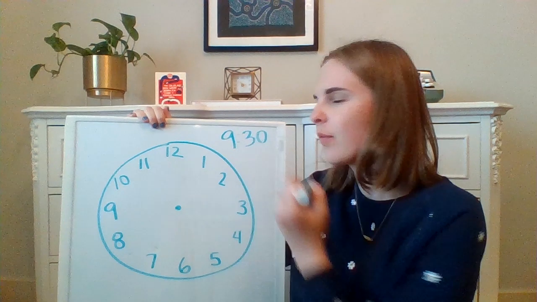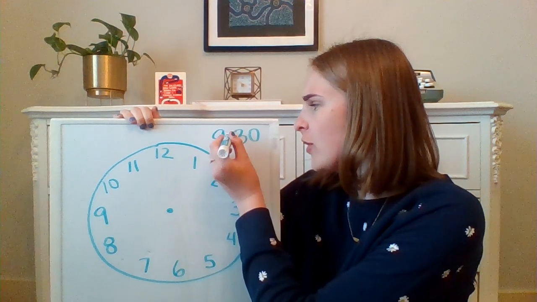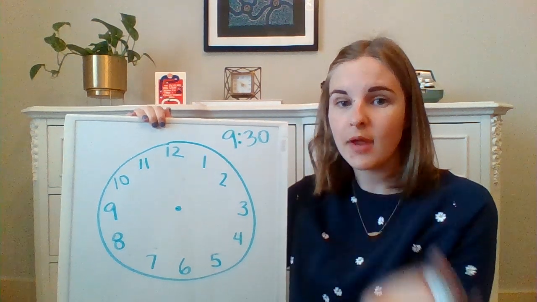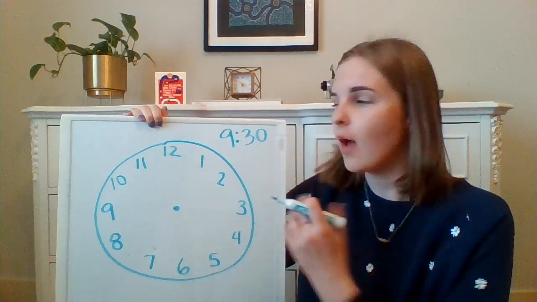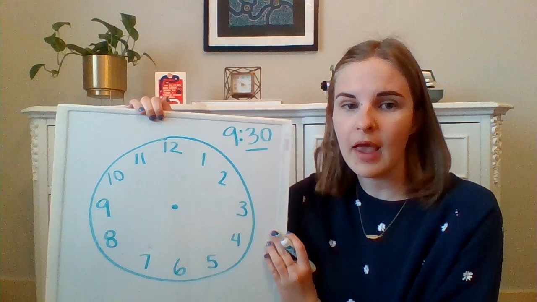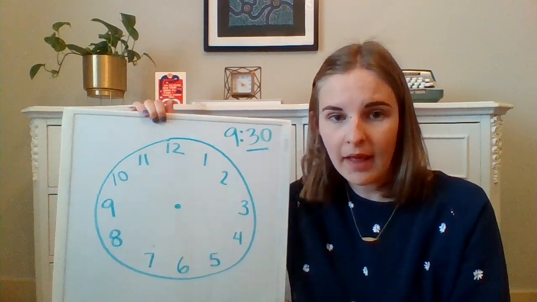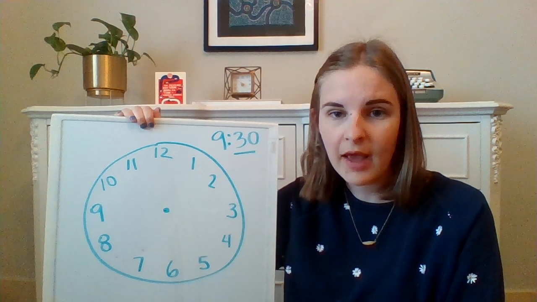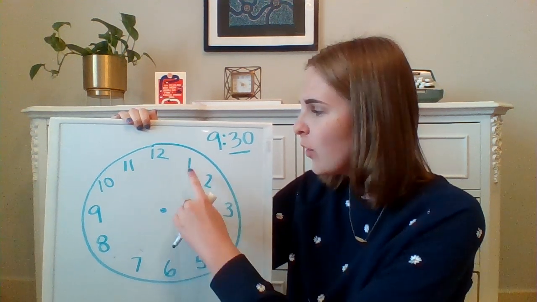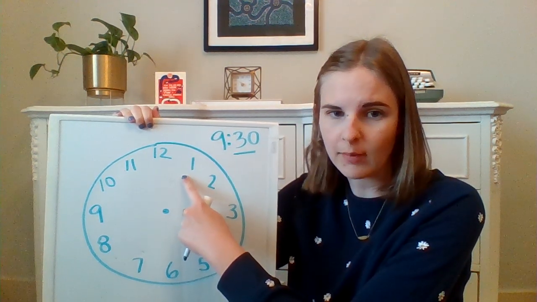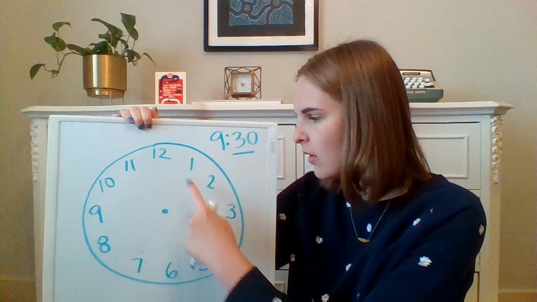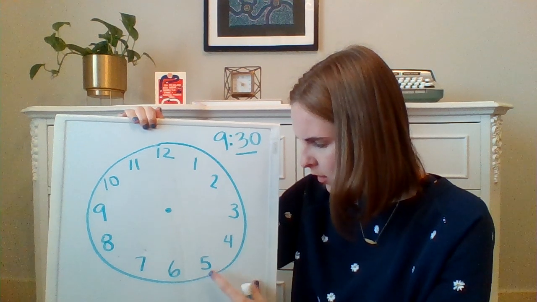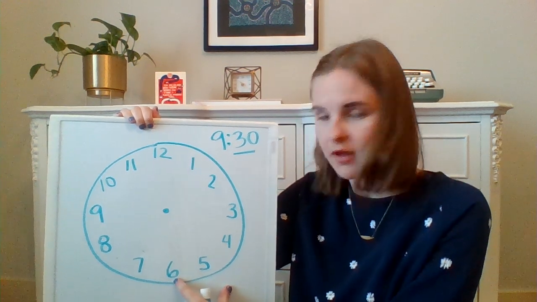9:30. Okay, now you can start with whatever you're comfortable with. If you like to start with the hour hand first or the minute hand, I'm going to start with the minute hand first. So I'm going to look to the back. And I know when I'm counting by minutes, there's no 30 on my clock. So I need to count by fives. So let's point to number one and start counting by fives. 5, 10, 15, 20, 25, 30.